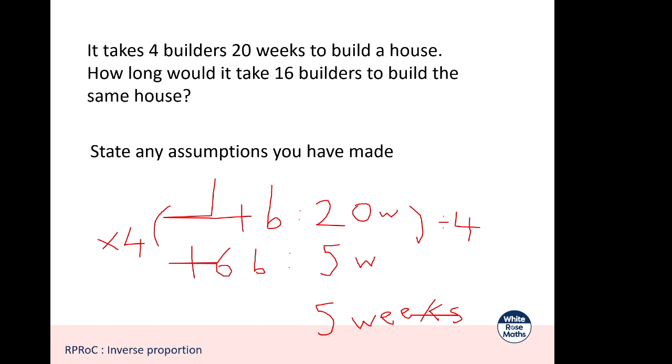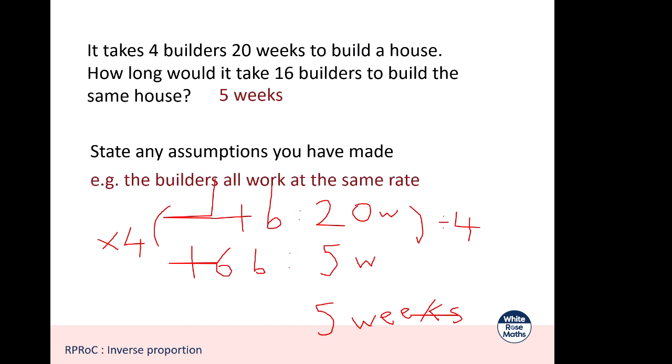The more people we have to build a house, the less time it takes. The fewer people we have, the more time it takes. So in this context, it would take one builder 80 weeks to build a house. The more builders you have, the less time it takes. That is the logic behind it. All the builders here work at the same rate. Either answer would suffice.